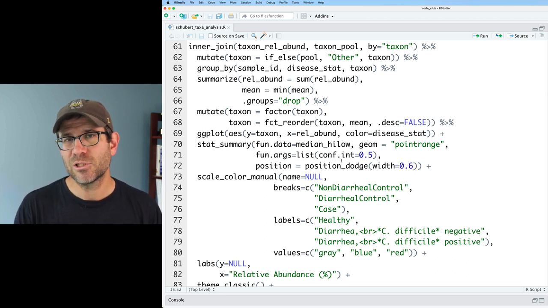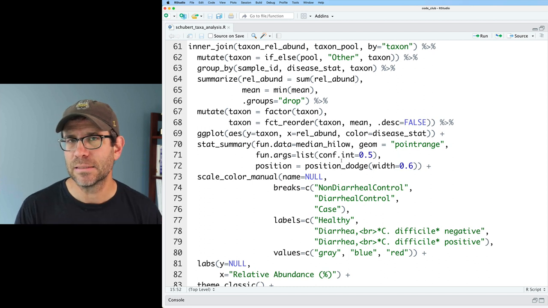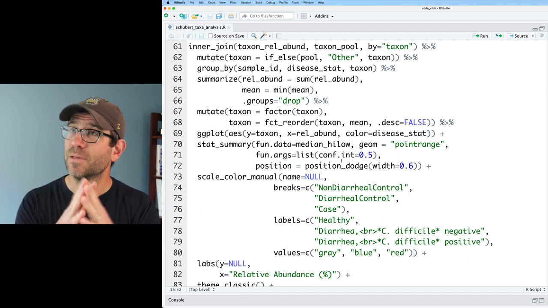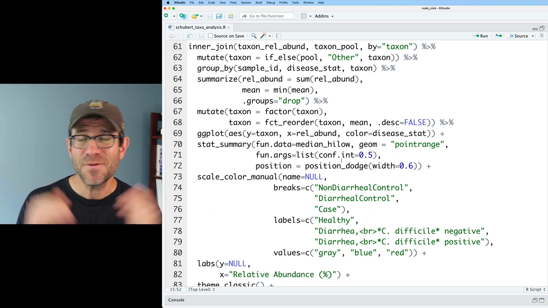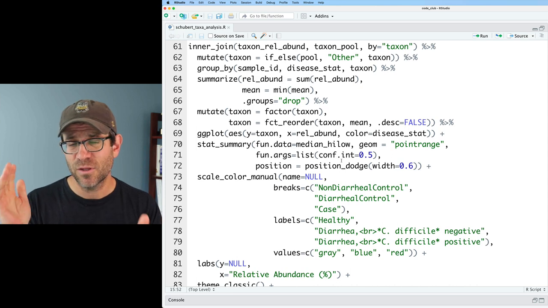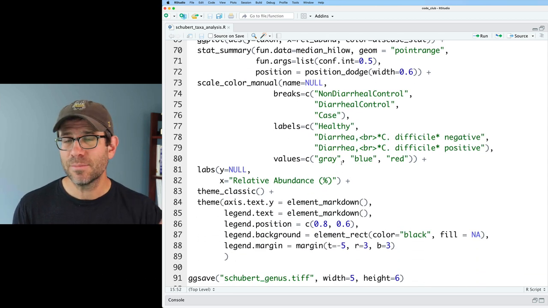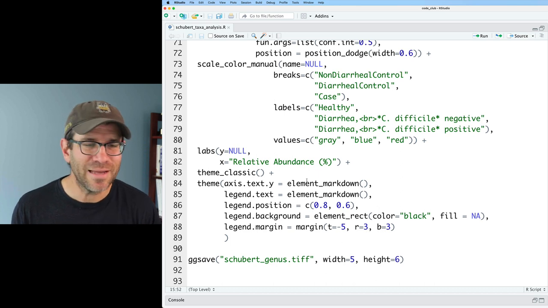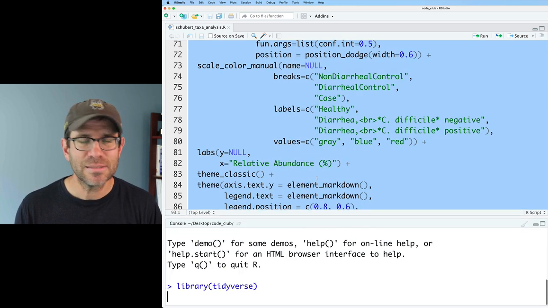What point range does is it gives you a point to indicate the median, and then we're giving it the 50% confidence interval, so the interquartile range between the 25th and 75th percentiles. And we're doing some nice cleaning up of our visual to make it look nice. So let's go ahead and run all this and I'll show you what we get.